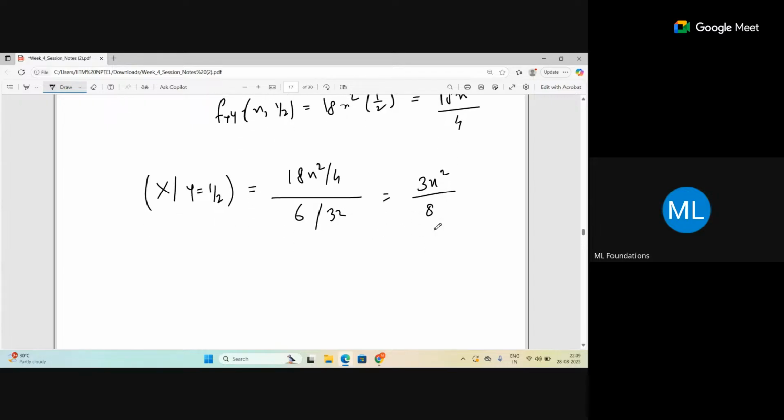Okay. Now I wanted to find the expectation of x given y equal to half. So the expectation will be over the range of what?